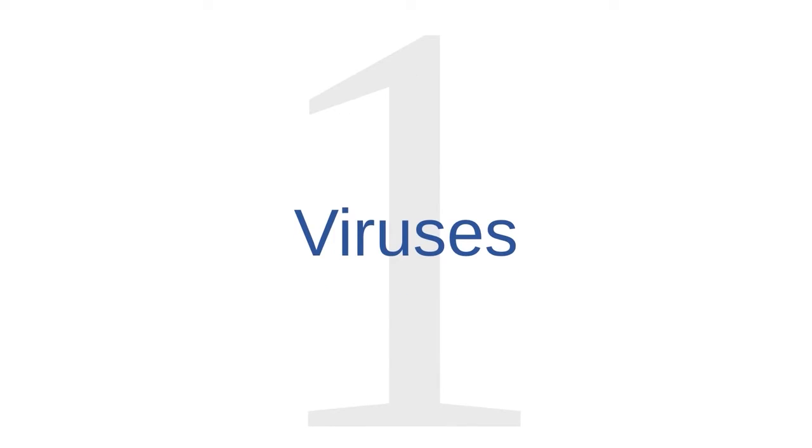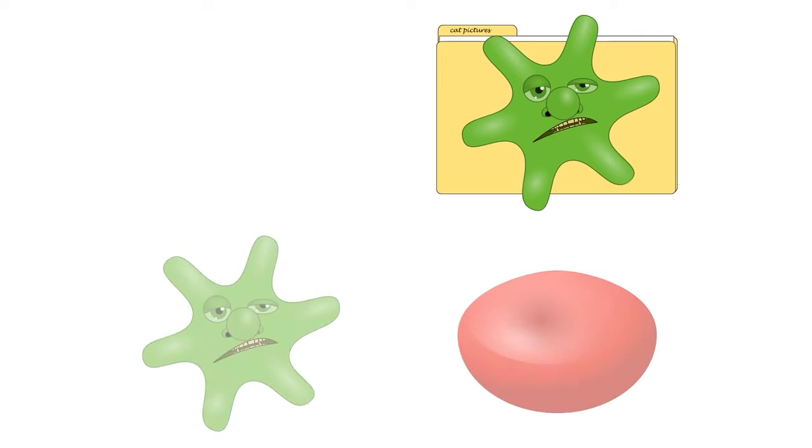The first type of malware that I'm going to talk about is viruses. Most of you have probably heard the term computer virus before, but what exactly is a computer virus? In the traditional definition, a computer virus is an unwanted program that attaches itself onto a host file on a computer. This is similar to real biological viruses, which attach themselves to host cells in a body.